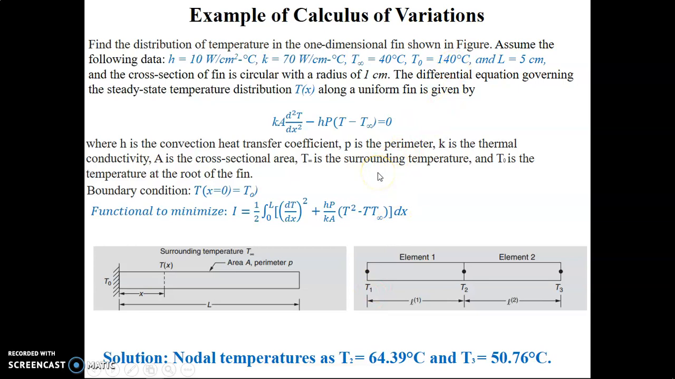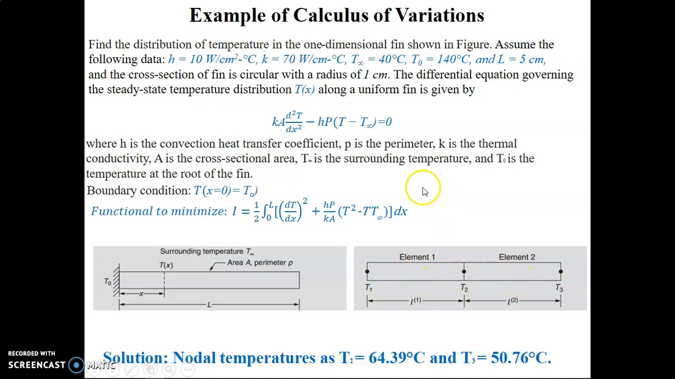So first you need to find the functional, that is F. So there is no need to find the functional because I is already given here in this numerical. So we have to minimize the I. So the first step you have to do in solving this problem is to approximate the temperature distribution within an element. You can assume the linear distribution of the temperature or linear variation of the temperature between the first and second node and second and third node.